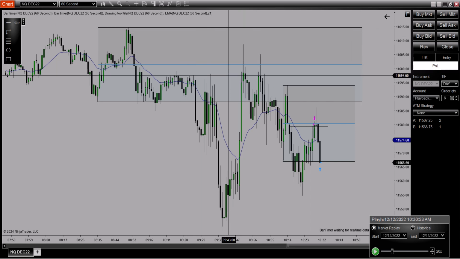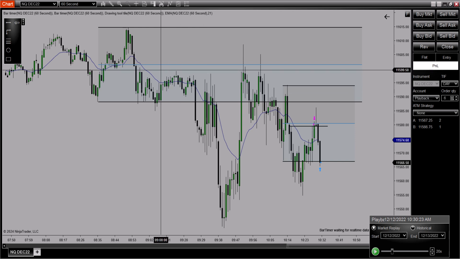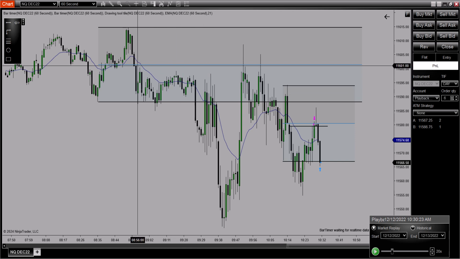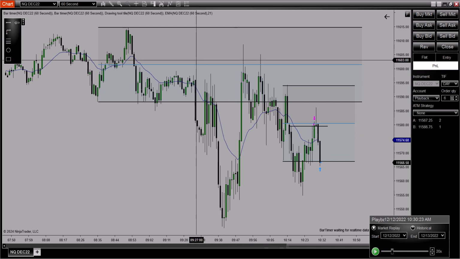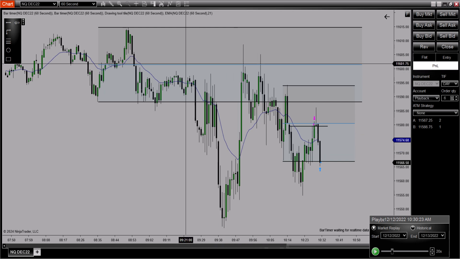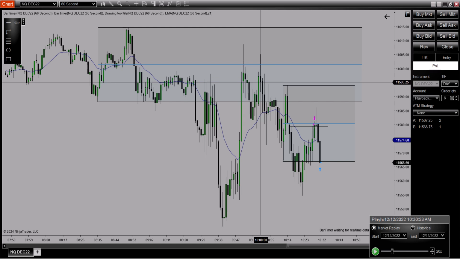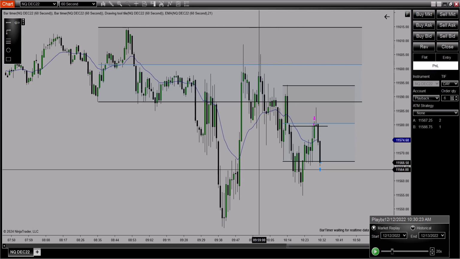So we have a sweep just like this. We have a sweep of this intermediary term or intermediate term high into this zone and then continue lower. So we don't have a break of structure. This is only a sweep.